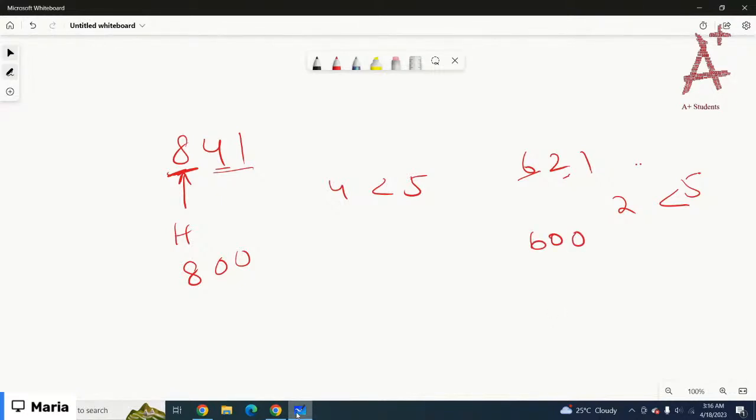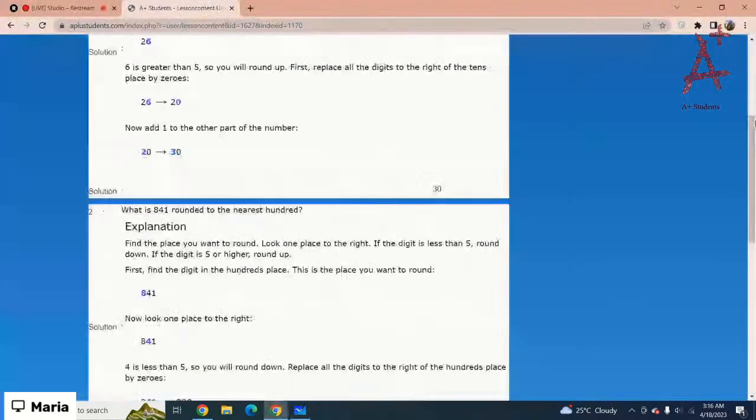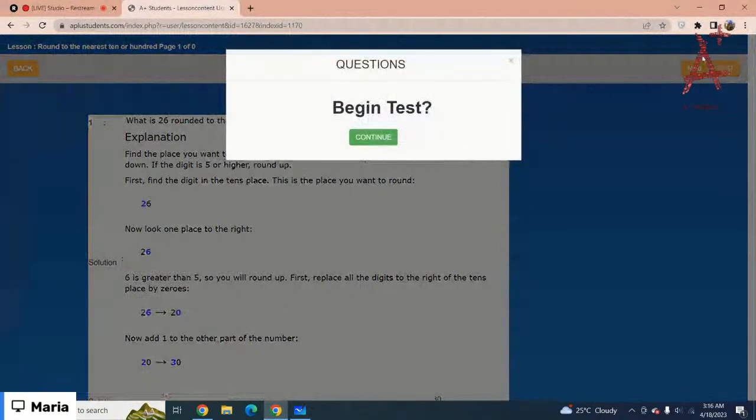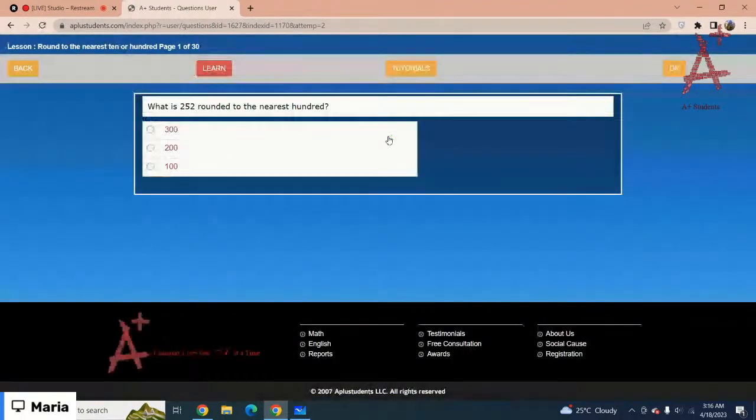Very good. So let's just start with the test questions. If you already know the answers, just write down the answer in the chat box. Got it? Okay, what is 252 rounded to the nearest 100? So which is the correct option?